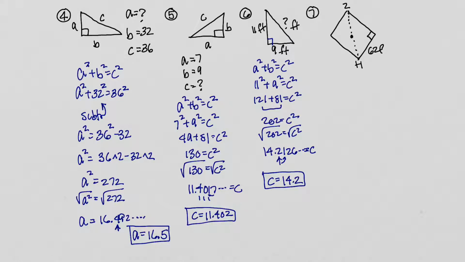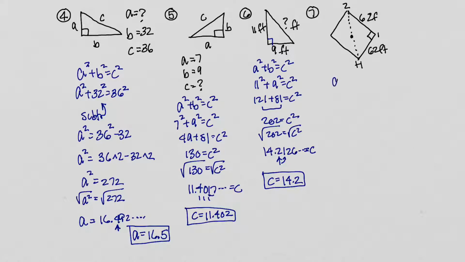We have an application problem here in number 7. This is a slow pitch baseball diamond, and the book tells us it's actually a square. So if this is 62 feet here, this is 62 feet. And from first to second, right here, this is a right angle. So look what we've got. Leg, leg, hypotenuse. So we've got a right triangle here. We're trying to find the distance from home to second. So we'll use the Pythagorean theorem.